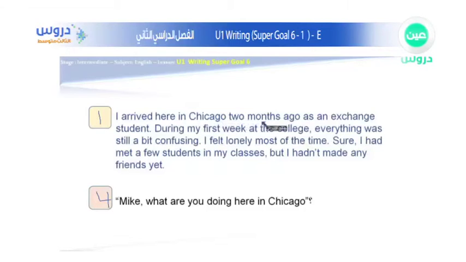I arrived here in Chicago 2 months ago as an exchange student. Let's write only the first 2 or 3 paragraphs, just to see. I want you just to see how it's correct now. As an exchange student, during my first week at the college, everything was still a bit confusing. I felt lonely most of the time. Sure, I had met a few students in my classes, but I hadn't made any friends yet.